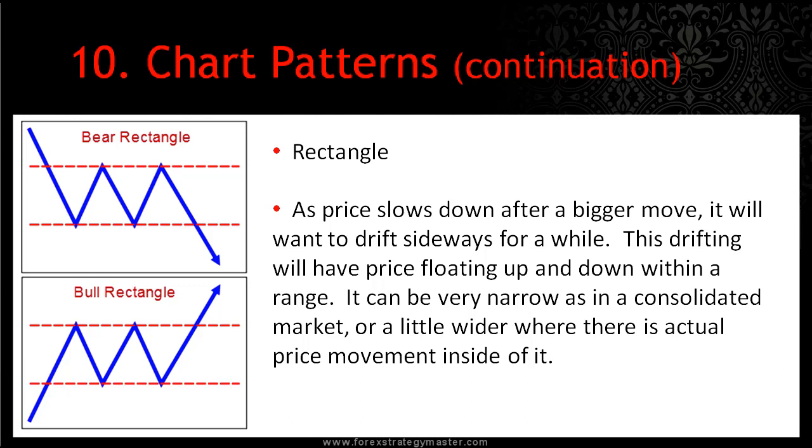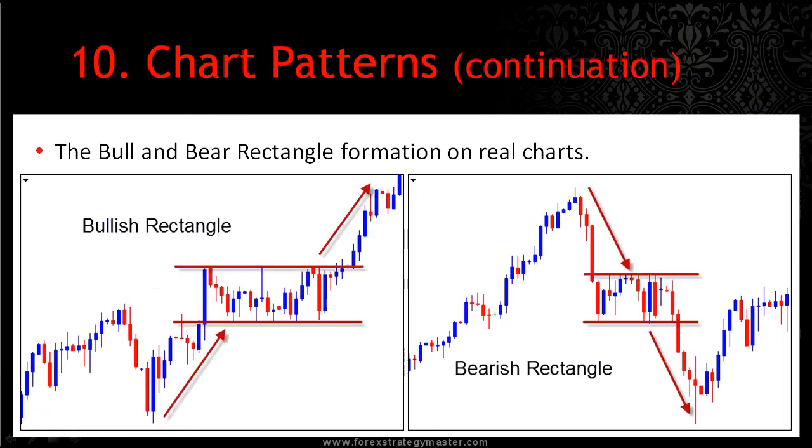As price slows down after a bigger move, it will want to drift sideways for a while. This drifting will have price floating up and down within a range. It can be very narrow, as in a consolidated market, or a little wider where there is actual price movement inside of it. We're looking at a couple of instances of rectangles on a chart.